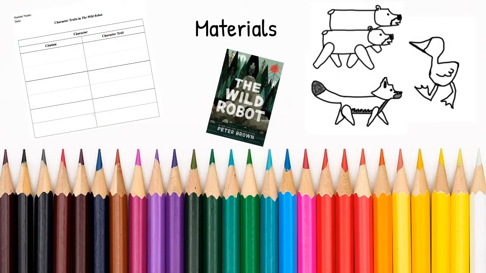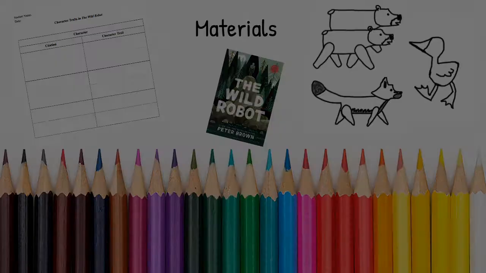For this lesson, each student will need a copy of the book The Wild Robot by Peter Brown, a copy of the character traits worksheet I created, colored pencils, white drawing paper, or one of the pre-designed characters from The Wild Robot I provide. The time allotted for this lesson should be about 90 instructional minutes. The lesson can be broken up into multiple days as needed.